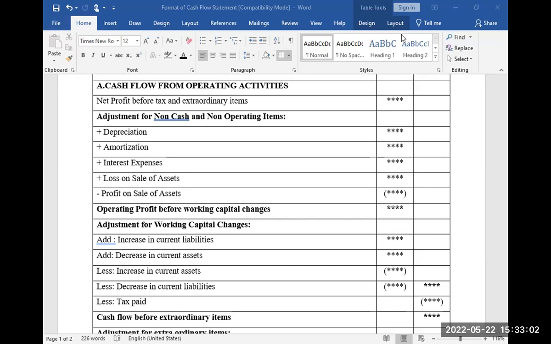Next item, bills discounted is an example of an inflow of operating activities. Next, royalty received is an operating activity inflow. Next, rent received.